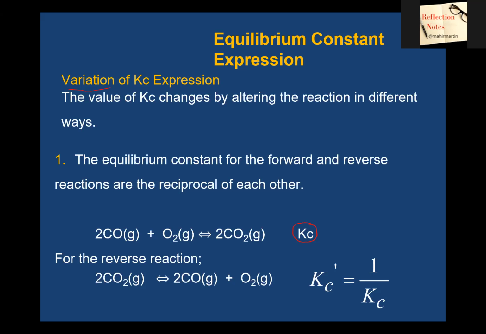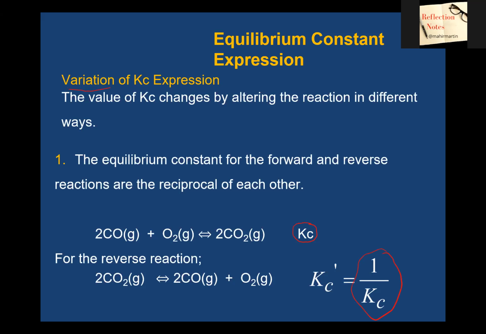Yeah, it does not become 4, it becomes 1 over 4. So you're going to take the reciprocal. You're going to make 1 over Kc the new one. The new Kc is 1 over Kc.